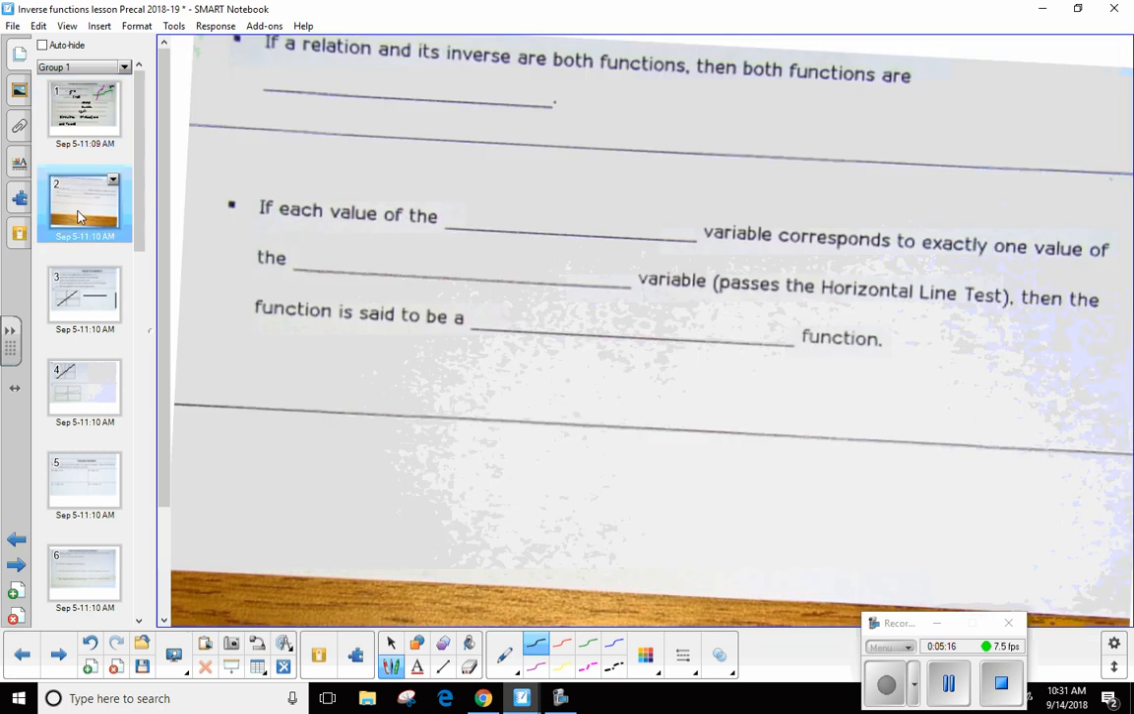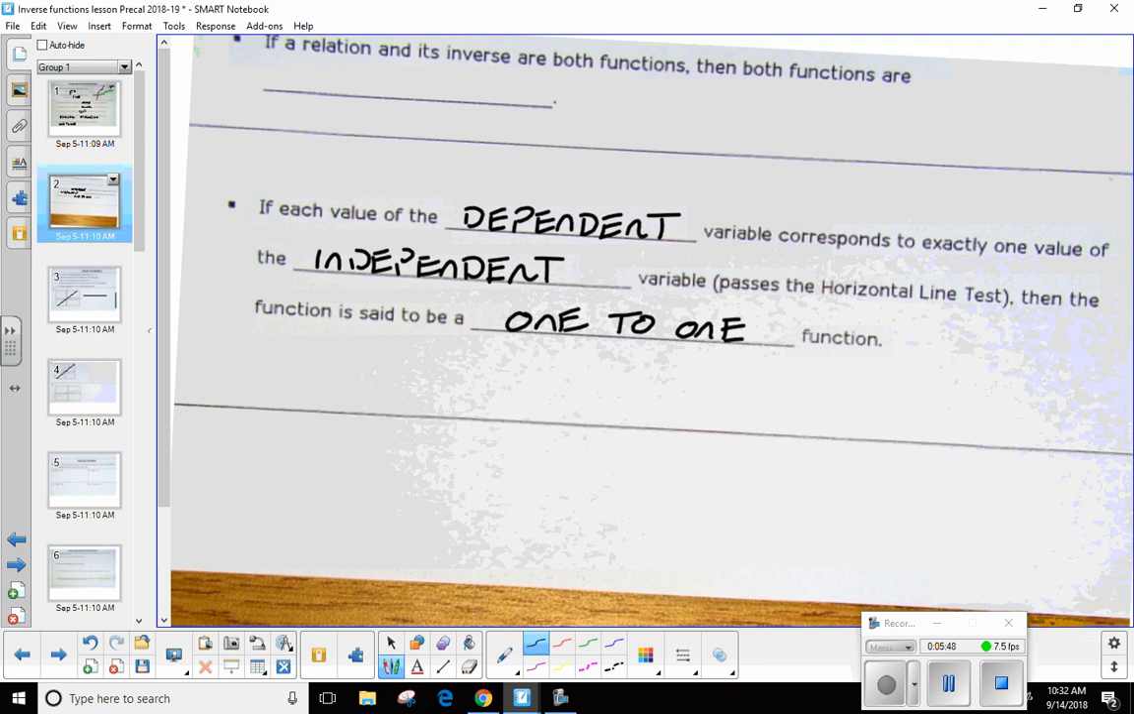So if each value of the dependent variable, we're talking about our x's, corresponds to exactly one value of the independent, okay, the y value, passes the horizontal line test, then the function is said to be a one-to-one function. 1 to 1. All right.